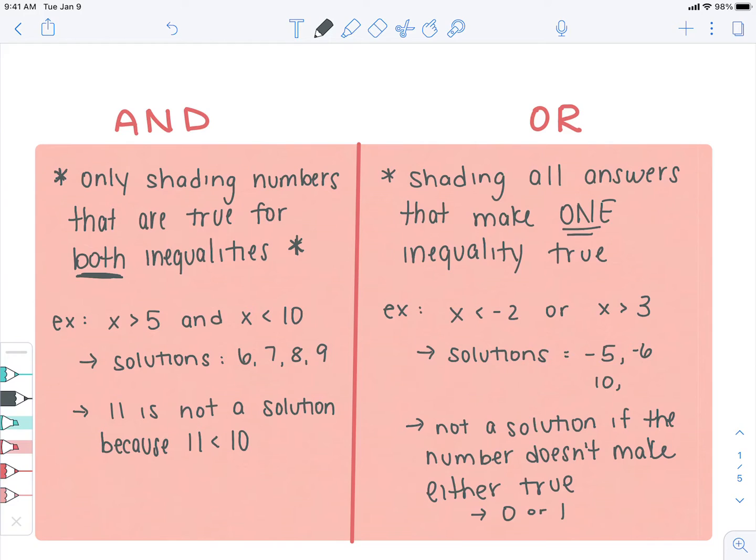So the biggest thing to remember here is that the ands have to be true for both. The ors just have to make one of them true. It doesn't matter which one you choose, as long as it makes one of them true. If it doesn't make either true, then it can't be an answer.